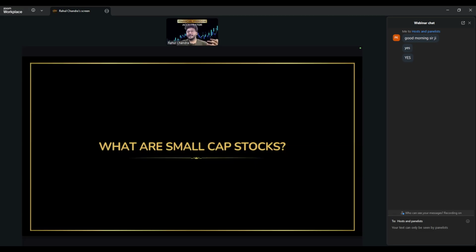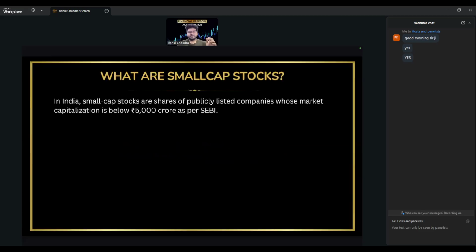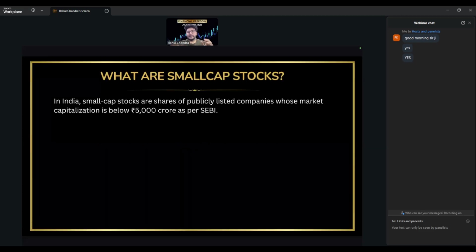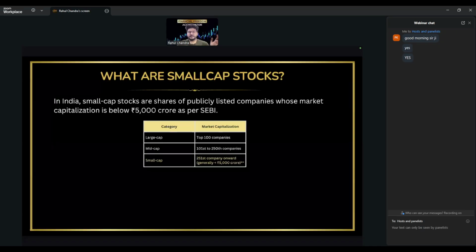So, what was the market cap? Basically, the value of the equity of a company. And now, small cap means the value of equity of that company will be small. Got it? As simple as that. Now, to put a formal definition to this, in India, small cap stocks are shares of publicly listed companies whose market capitalization is below 5,000 crore as per SEBI. And this is one of the accepted definitions, okay?